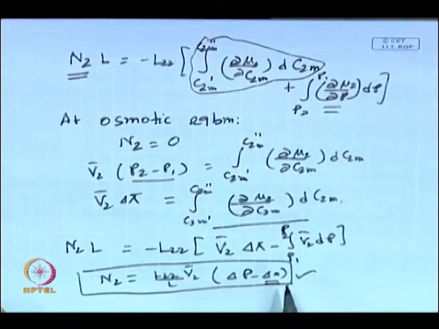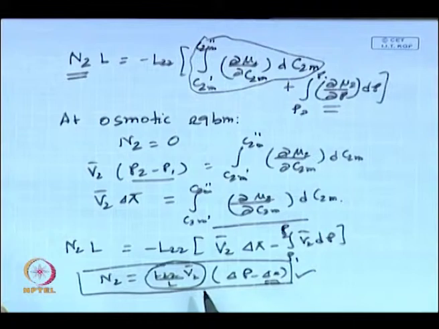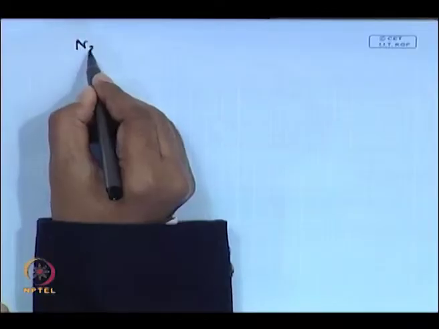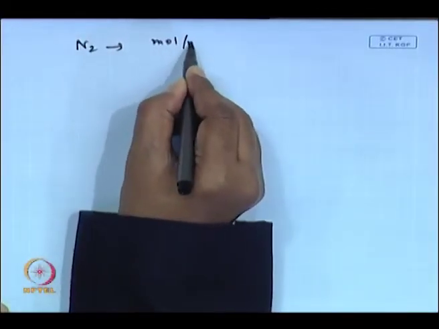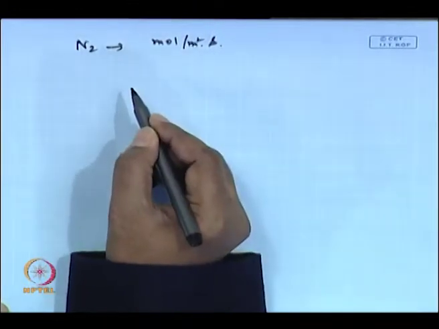What is this delta pi? Delta pi is basically the osmotic pressure buildup that has to be overcome by using your operating pressure, and this whole thing becomes a constant for a particular membrane. For a particular membrane, the thickness is constant, L22 is the phenomenological constant, V2 bar is the molar volume of the solvent. And what is the unit of N2? The unit of N2 will be mole per meter square per unit time. It is the molar flux.